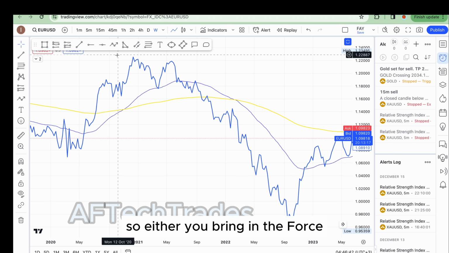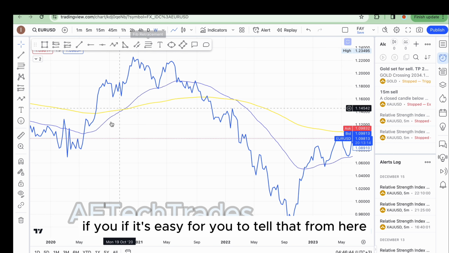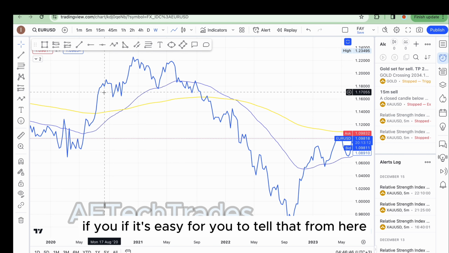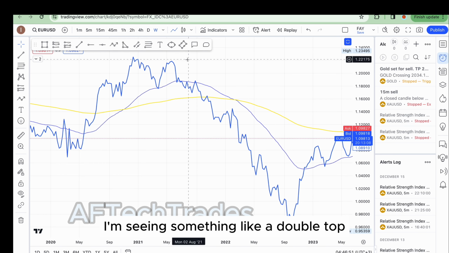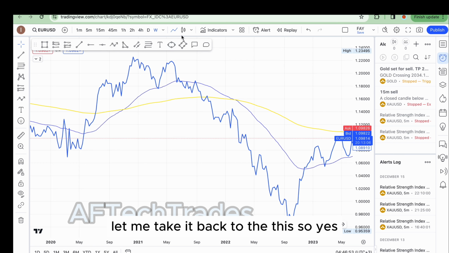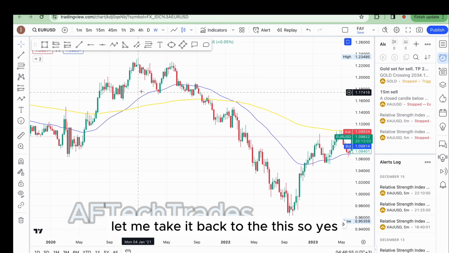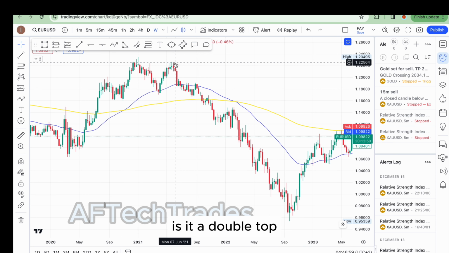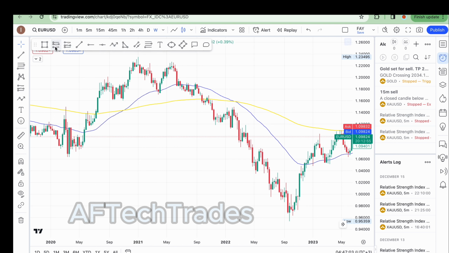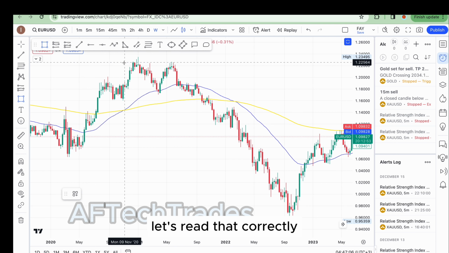So if it's easy for you to tell, from here, I think this is the neckline here, I'm seeing something like a double top. Let me take it back to this. So here, it looks more like a double top. Is it a double top? Yes, it is a double top, because let's read that correctly.